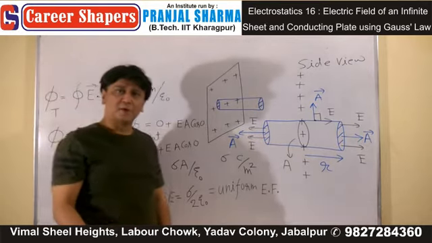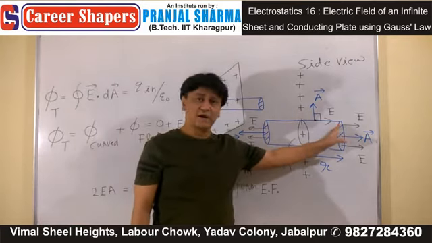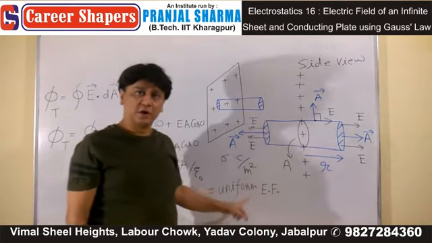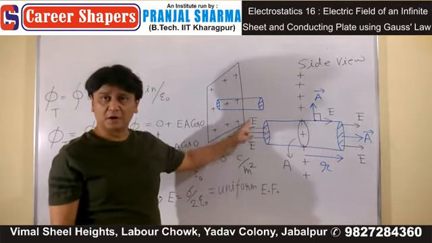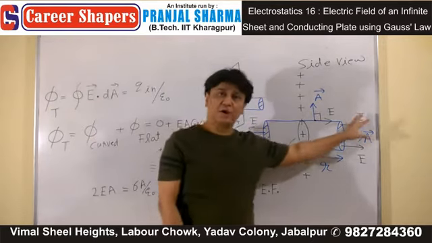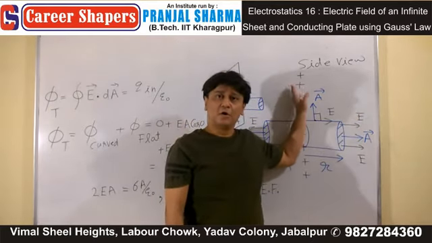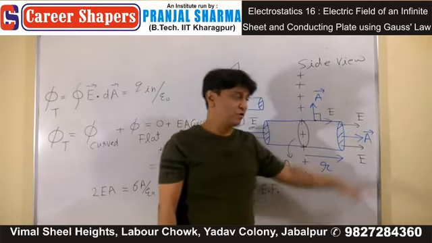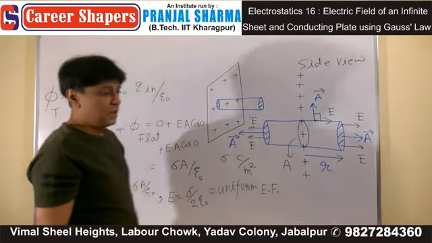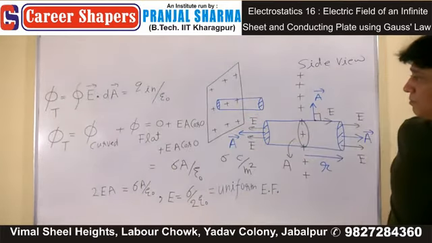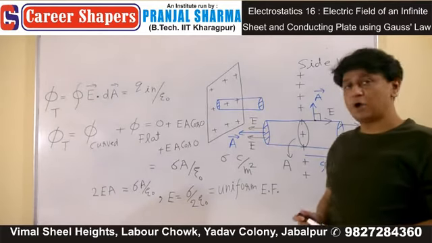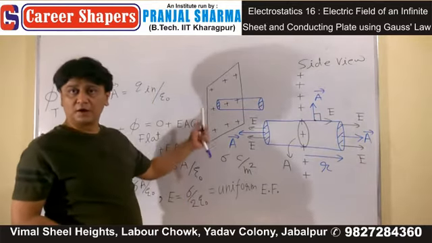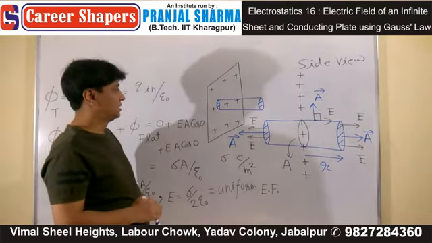When I say uniform everywhere, that means on one side it is uniform. If you come to this side, again the magnitude is this, but there is a change in the direction. So the entire region electric field is not uniform. On one side of the infinite sheet, electric field is uniform. And therefore, they can ask you a question like this: draw electric field lines for an infinite sheet.